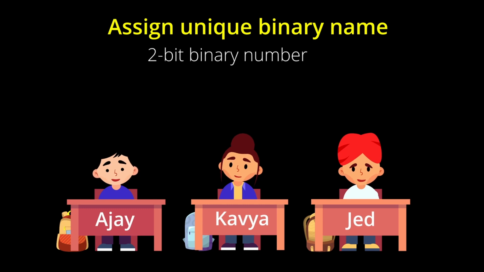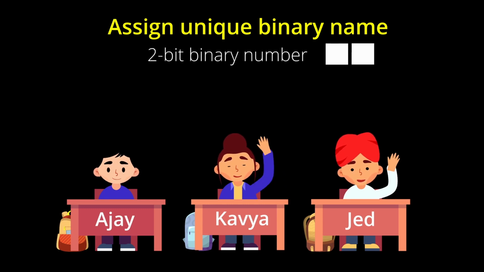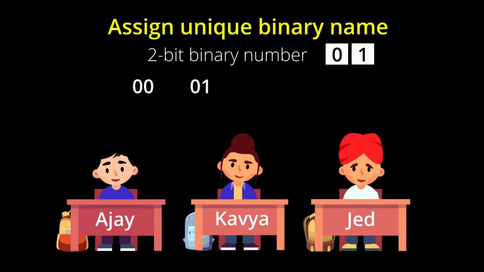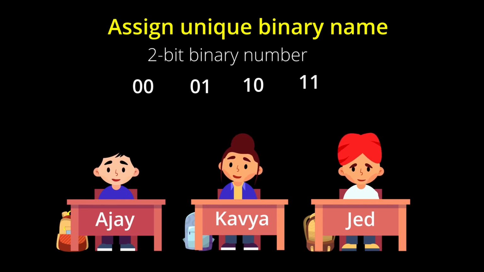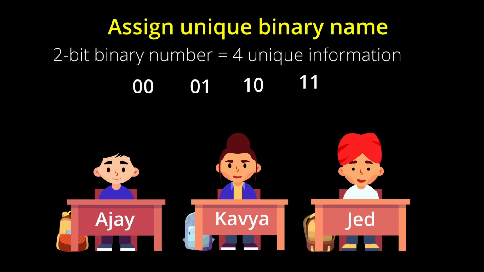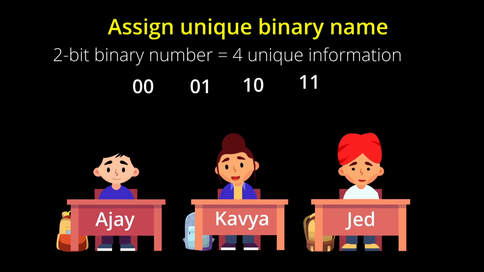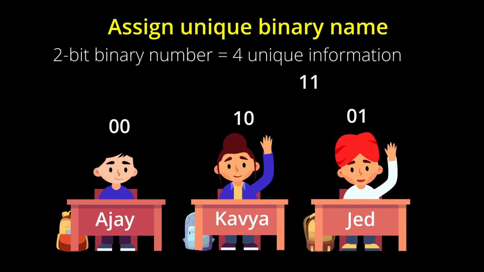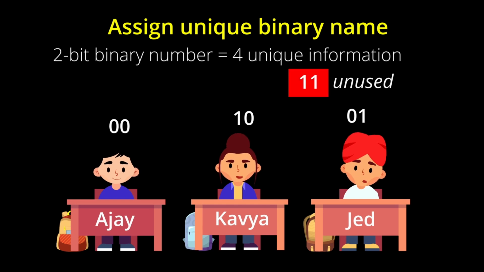Let us take a 2-bit binary number. How many unique information can you represent using a 2-bit binary number? I can have 00, 01, 10 and 11. These are the unique binary numbers, each of 2-bit long. That means I can represent 4 unique information using 2-bit binary number system. Ajay may be given a binary name 00, Zed as 01, Kavya as 10. One binary number, 11, is unused here.